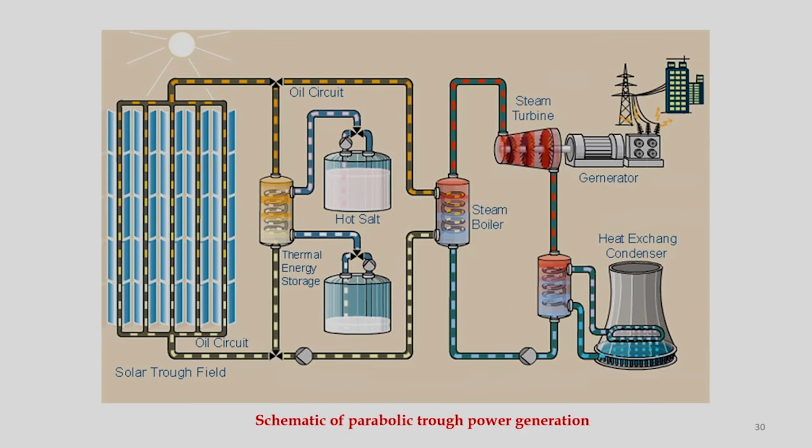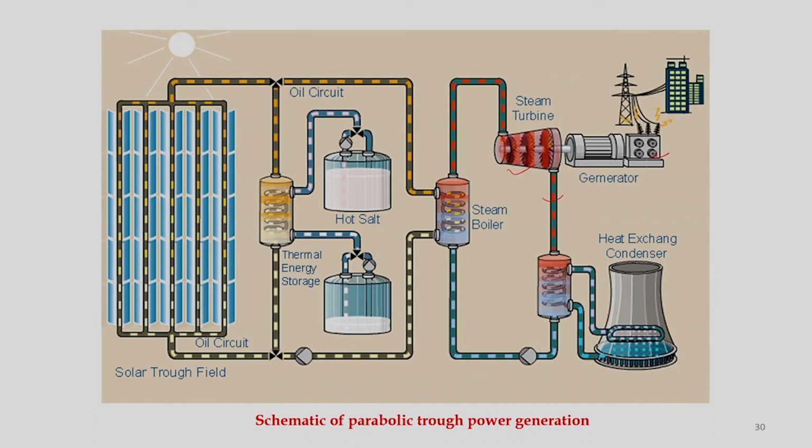Here is a schematic of parabolic trough power generation. These are the parabolic troughs and these are thermal energy storage devices. Hot salt will be collected here, and then we need a heat exchanger to exchange heat with the secondary fluid flowing in the circuit. This is nothing but water, and once the water is evaporated, it is expanded in the turbine, and if we connect this turbine to a generator, we can generate electricity. Then some amount of heat is to be rejected in the condenser.